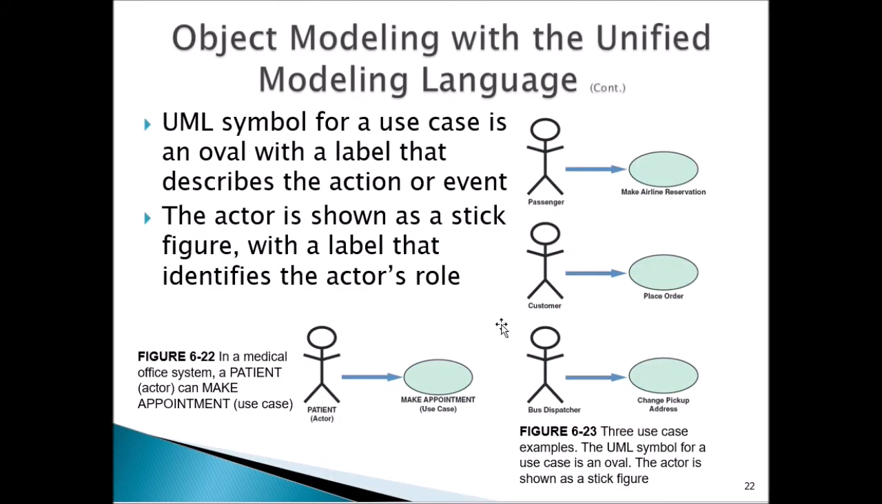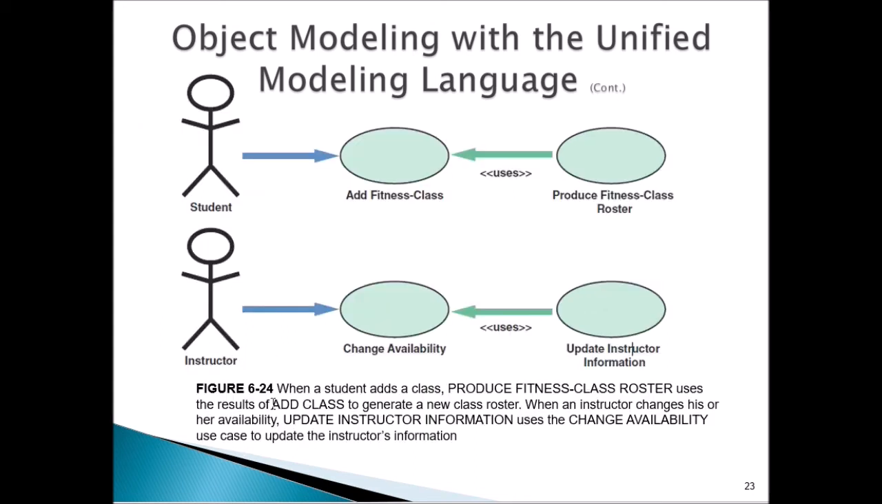The UML symbol for a use case is an oval with a label that describes an action or event. An actor is shown as a stick figure with a label that identifies the role. So you can see some examples here. So in this example, when a student adds a class, Produce Fitness-class roster uses the results of add class to generate a new roster. When an instructor changes his or her availability, update instructor information uses the change availability use case to update the instructor's information. So here you can see that going on right here.